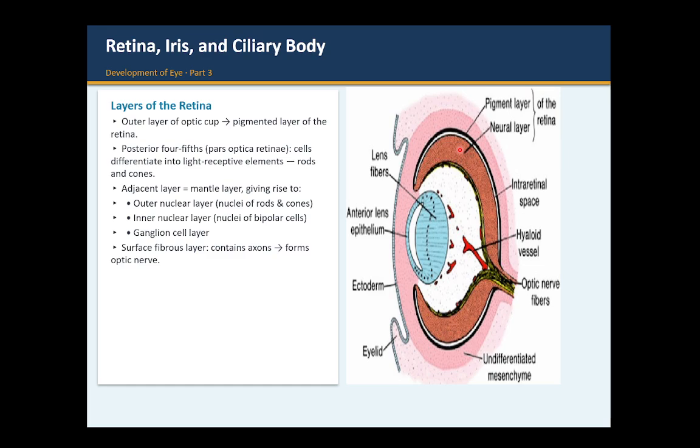So you can understand here the pigment epithelium, the outer part of the cup, is giving rise to the outer retina. Then you have the mantle layer, which is giving rise to the neural retina. And then you have the innermost layer, which is going to give rise to the fibers of the optic nerve, which are the axons of these neural retina cells, which are going to give rise to the optic nerve.